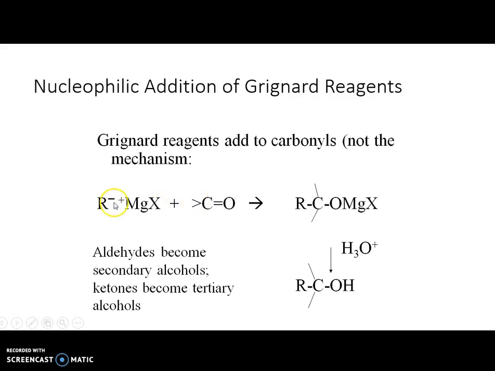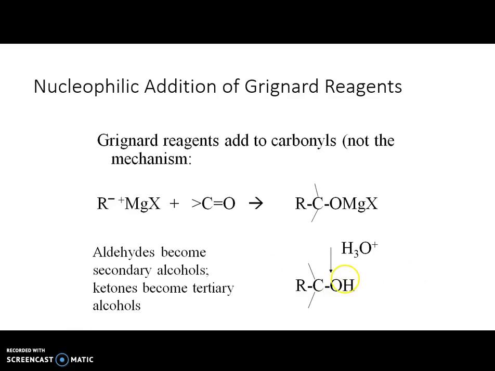It's very basic also, and remember it will deprotonate an alcohol. But if there's no alcohol present, it will undergo nucleophilic attack on a carbonyl, where the nucleophile comes into this carbon and these electrons jump onto the oxygen. That gives this complex where there's a negative charge on the oxygen, and of course the magnesium halide is the counter ion. Washing with water or acid protonates the oxygen so that you then have an alcohol.